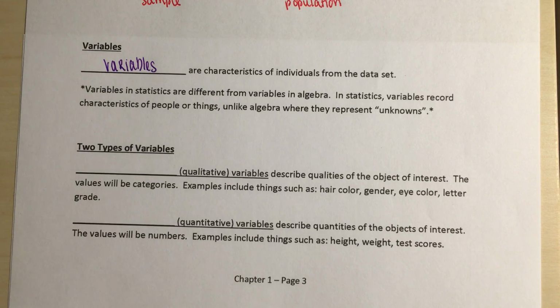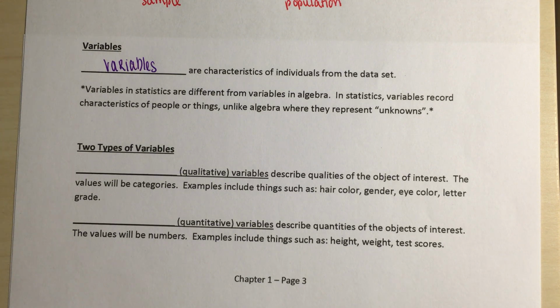Variables in statistics are different than variables in algebra. Right? In algebra, if we say the word variable, we mean an x or a y or something like that. It's an unknown value. Where when we're thinking about statistics, variables record characteristics of people or things. So as we're thinking about this definition, we want to separate it from things that we've seen before, and we want to think about this as being characteristics, right? Not just letters that are being used to represent numbers.